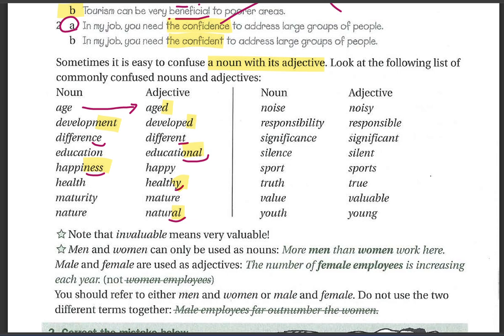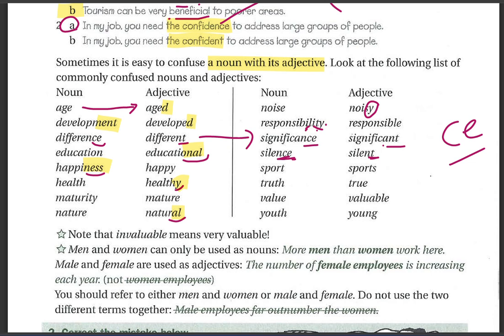Okay, and now the next part. Are you ready? So, noise is the noun, noisy is the adjective. Responsibility, noun; responsible, adjective. Significance, noun; significant, adjective. It's like difference and different. Silence, noun; silent, adjective. So the -ce at the end mostly shows that it's a noun.